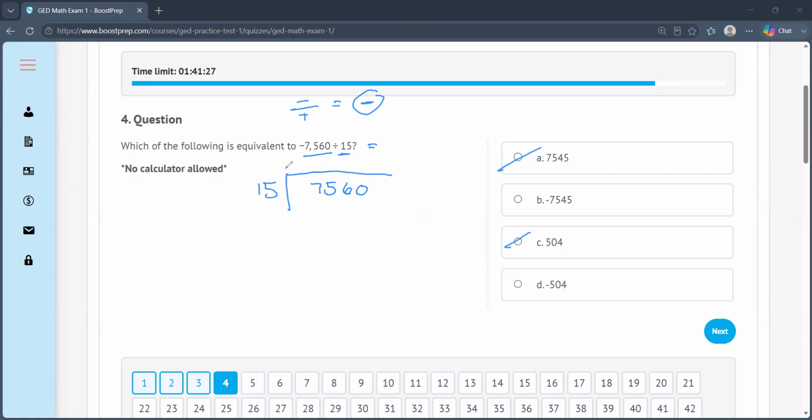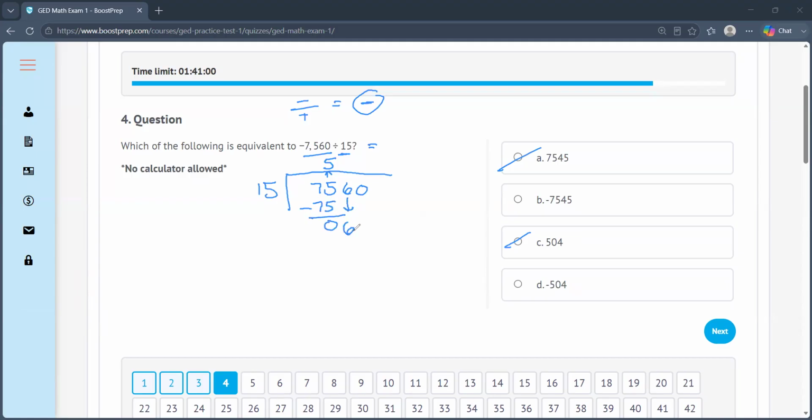Let's start with the 75. Does 15 go into 75? If so, how much? Yes, 15 goes into 75 exactly 5 times. So I'm going to put a 5 above this 5. Do not put it above the 7, because we want the 75. So what's 15 times 5? Exactly 75.